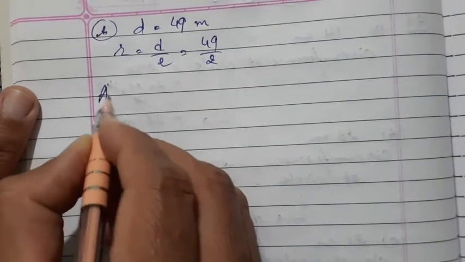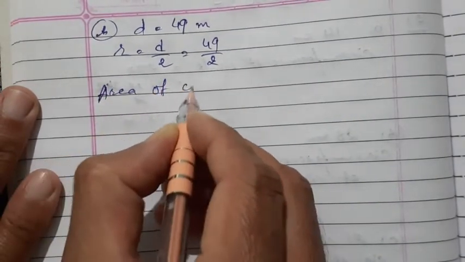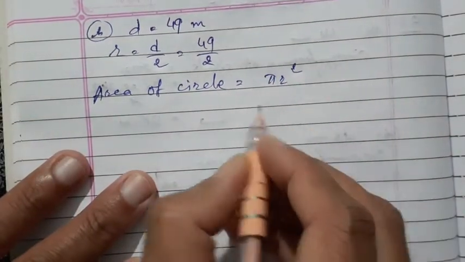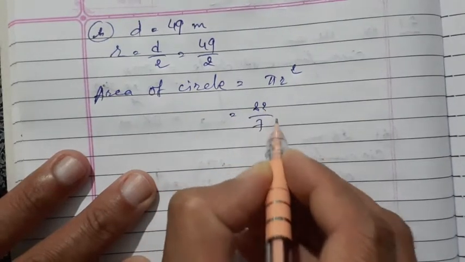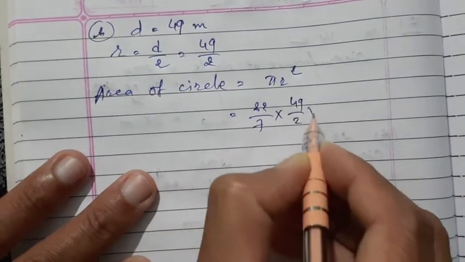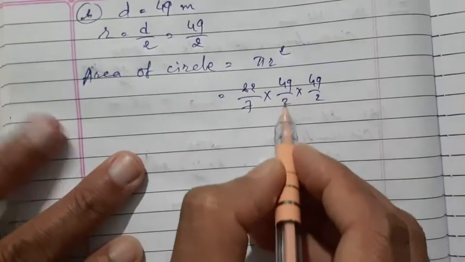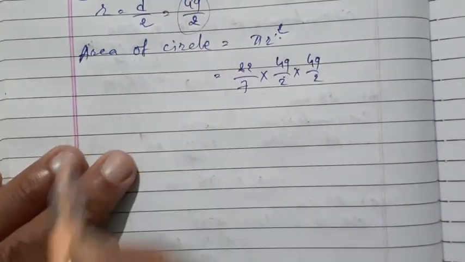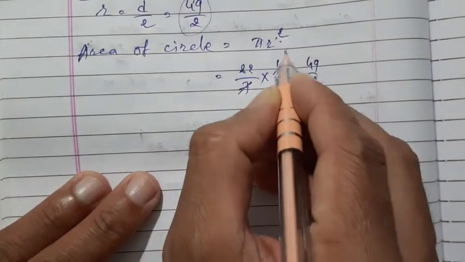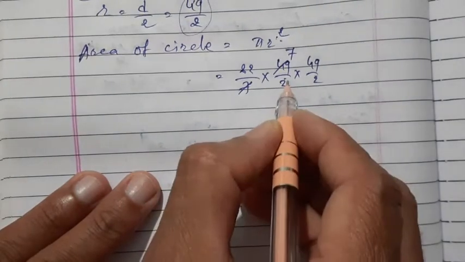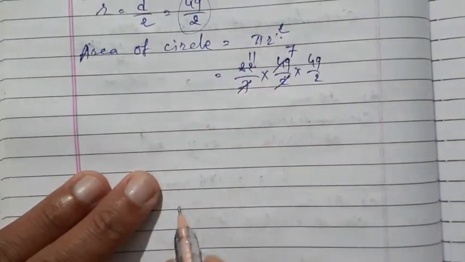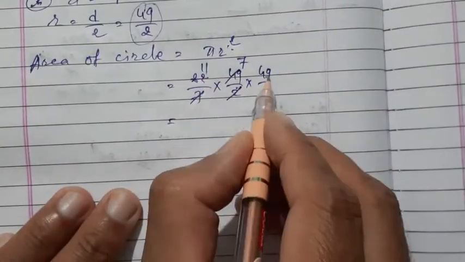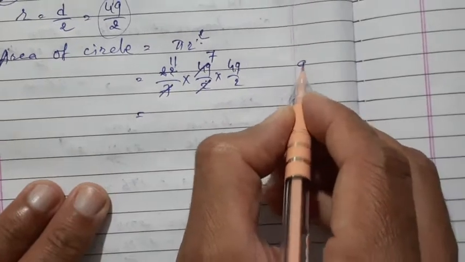Now area of circle equal to pi r square, that is 22 divided by 7 into 49 upon 2 into 49 upon 2. Take 49 upon 2 two times because r square is there, so take r 2 times, and r equal to 49 divided by 2. Now 7 7s are 49, and 1 time 2 is 11 2s are 22. Cut it. So look, 49 into 11, first multiply them.